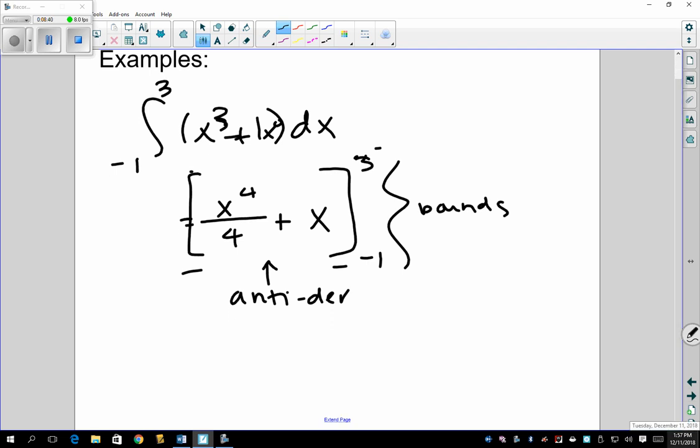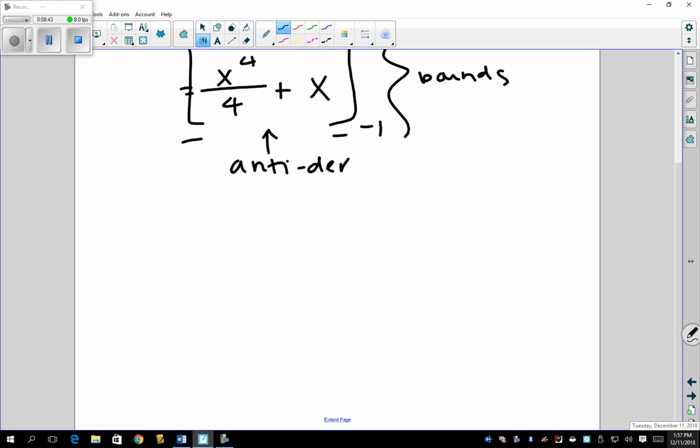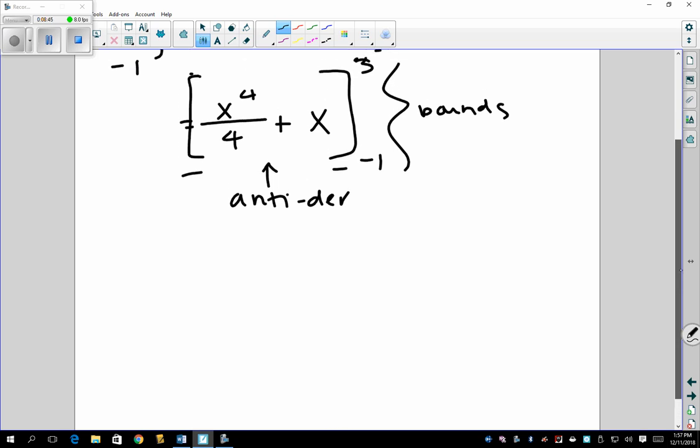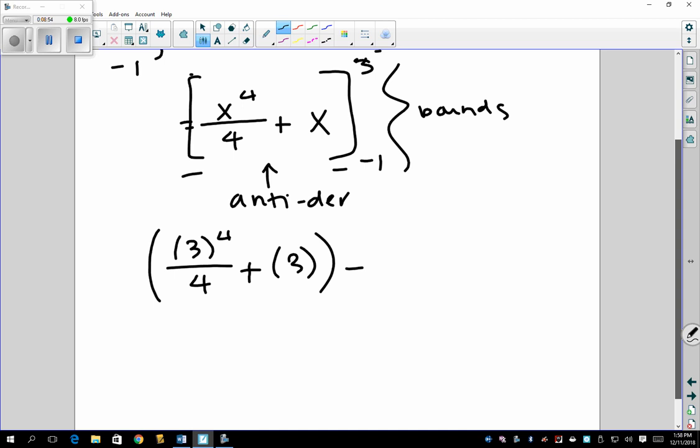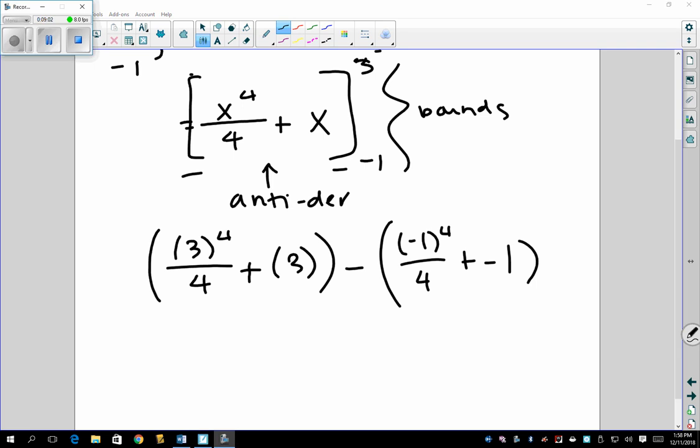So I'm going to take 3 to the 4th over 4 plus 3, and then I'm going to subtract all of this, -1 to the 4th over 4 plus -1. This is something I could quickly plug into my calculator to evaluate, but I should get 24. So the definite integral from -1 to 3 is 24.